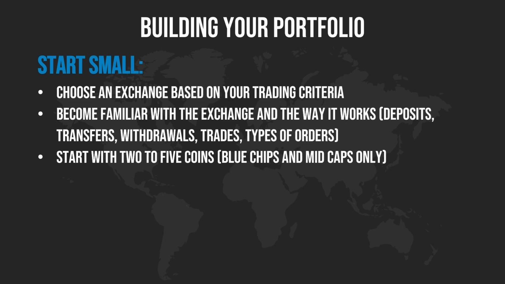Now, in my opinion, I always think it's good to start with at least 2 to 5 coins to build your portfolio. You want to have blue chips definitely, whether it's Bitcoin or Ethereum or both. And you want to have a couple of mid caps in there as well. I wouldn't recommend low caps right off the bat. I think that you have to do a little bit more research and let these mature just a little bit before you just throw them into your portfolio.